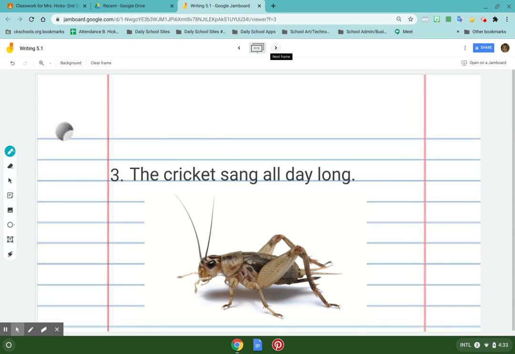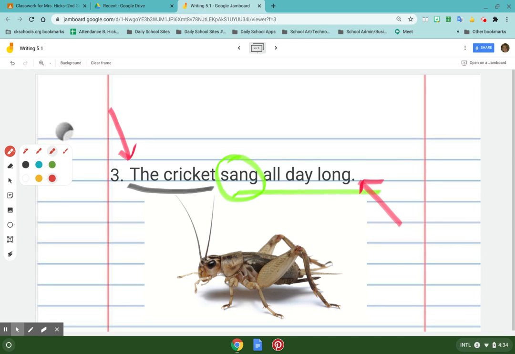The cricket sang all day. All right, so I look at this and I go, what's my subject? The cricket. What is my cricket doing? He's singing. He sang, past tense. When did he sing? All day long. All right, all day long. Now what I do is I say, okay, where is my capital? Where's my punctuation? Where is my adjective?